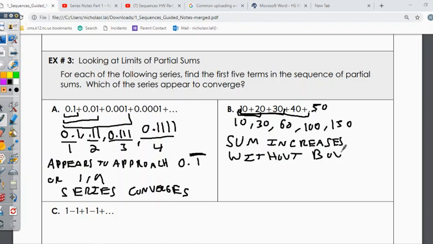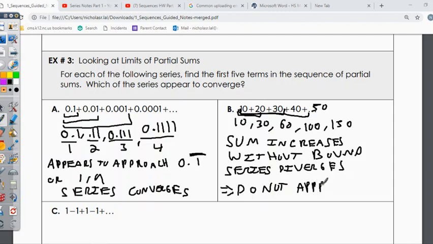Because it increases without bound, the series is going to diverge. All right. So the series diverges because we do not approach a limit. All right, so that's B.